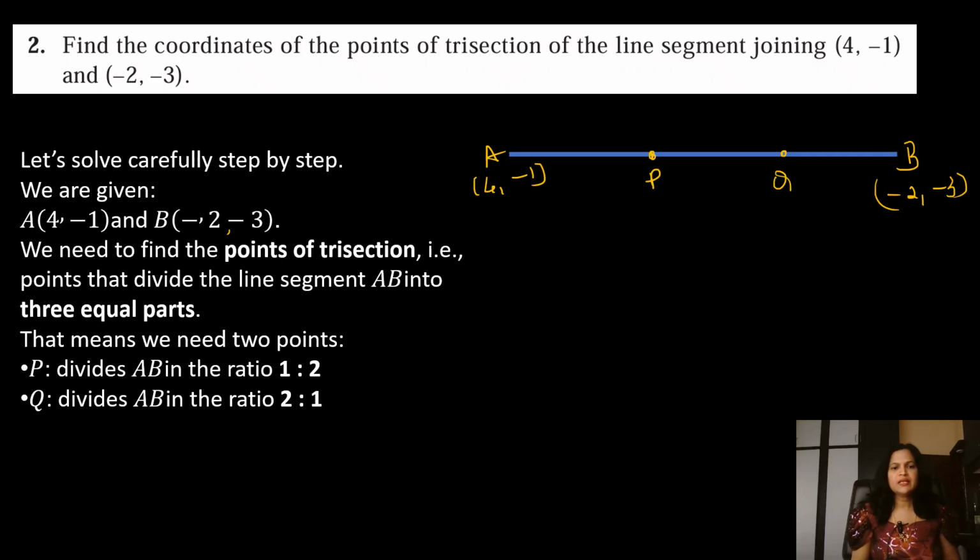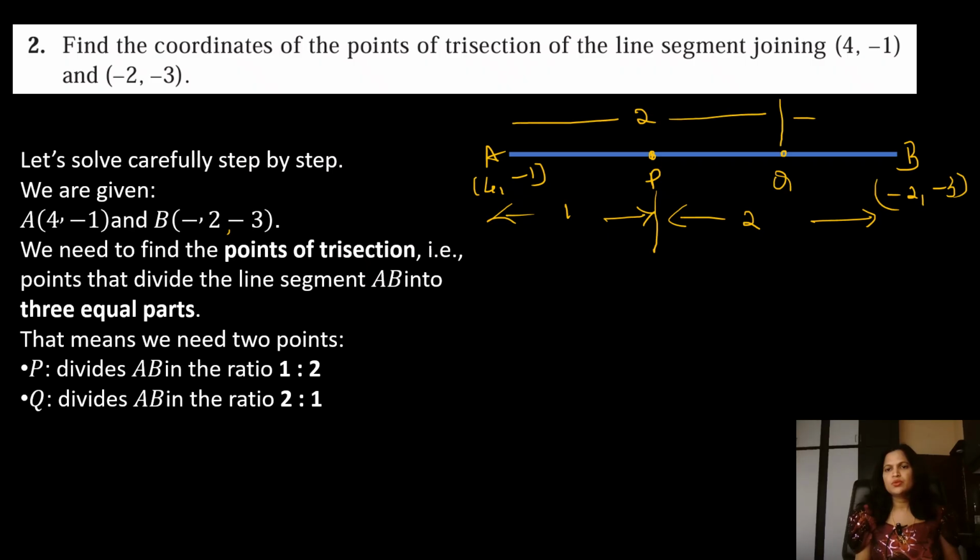P divides AB in the ratio 1 is to 2. This point is dividing in 1 is to 2 ratio. Then Q divides AB in 2 is to 1 ratio. Which point? Q point. Understood? So this is given.